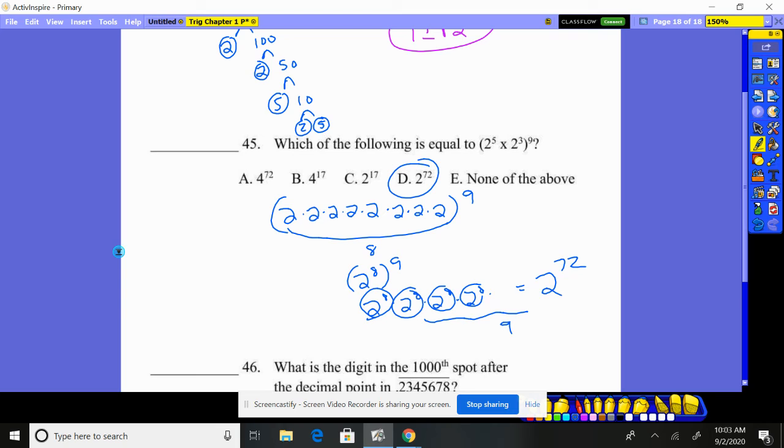Choice D. Okay? Big mistake: people try to multiply the 2's and get a 4. And that's not what we have here.